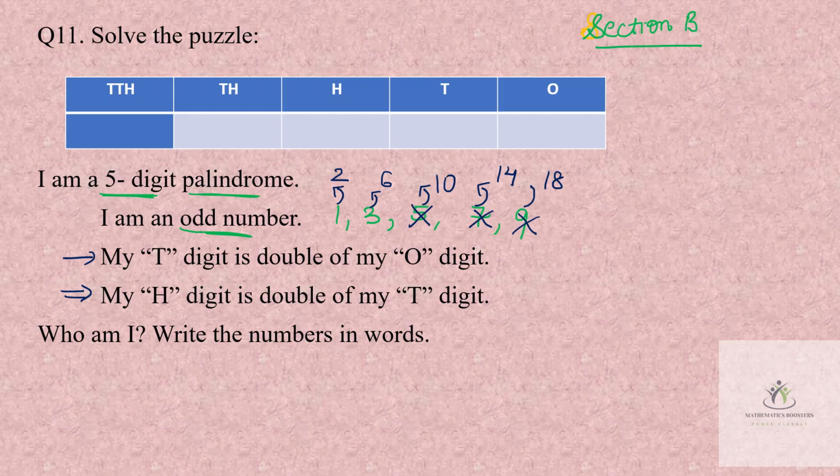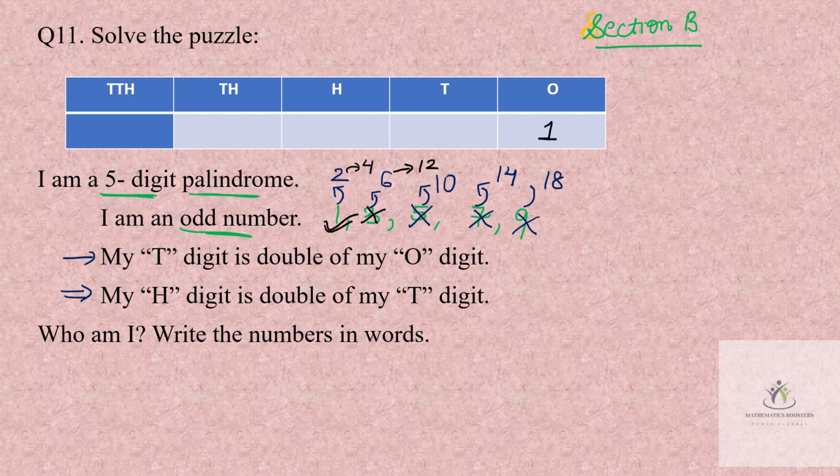My hundreds digit is double of my tens digit. So what is the double of 6? Double of 6 is 12. We cannot use 12 because it's a double digit number. This is out of the race. What is the double of 2? 4. So this is the correct digit.